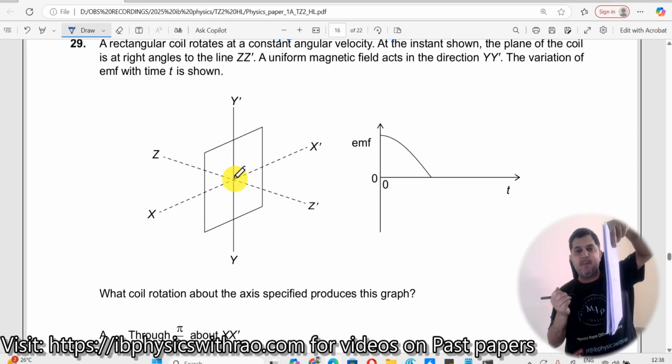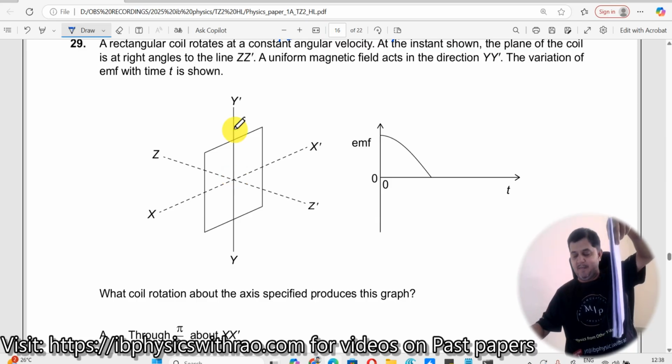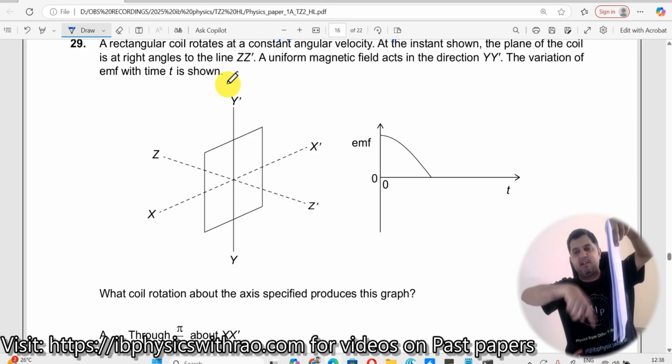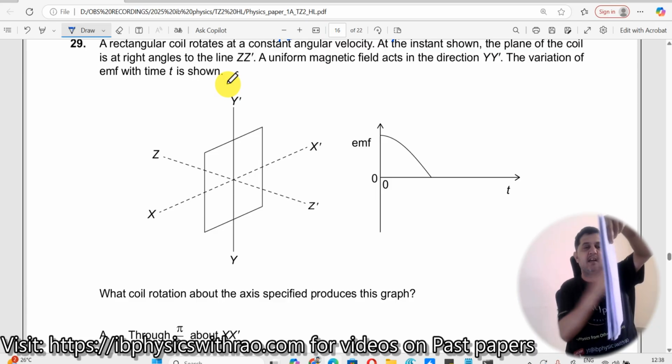Now the variation of EMF with time is shown. What coil rotation about the axis produces this graph? How do you rotate it so that you get the particular graph? Three dimensions converted to two dimensions. You need to think about it like this. Now, where is the areal vector? So this is your magnetic field. Where is your areal vector? Areal vector would be like this or like this.